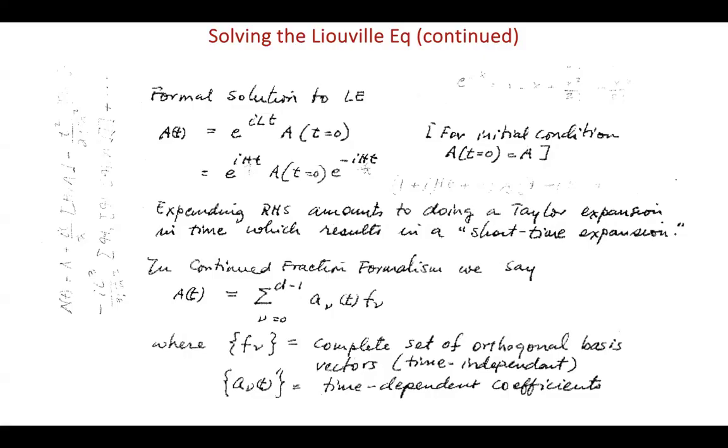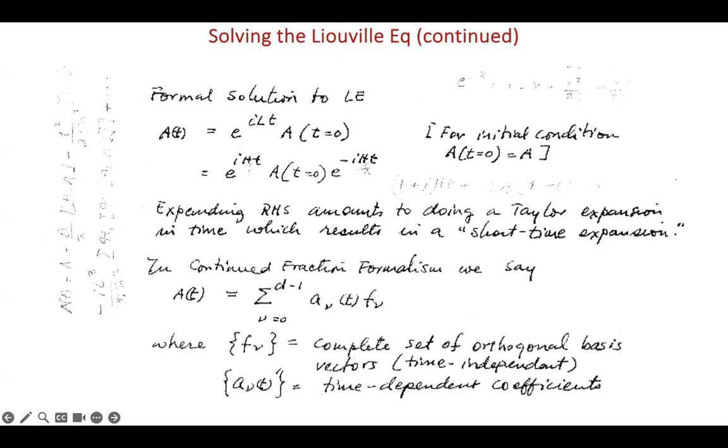So the continued fraction solution now will start with this kind of a statement. A of t, which is our solution to the Liouville equation by definition, is some kind of a sum over nu. Nu is an integer here. Nu goes from 0 to d minus 1. A nu of t. So all the time dependence is in A nu of t times F nu.